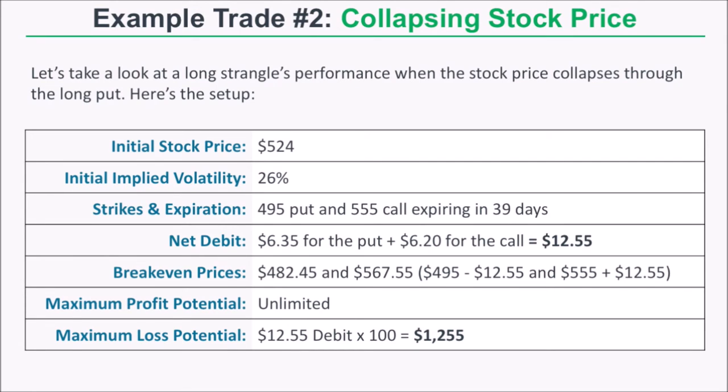Now our net debit for this trade is going to be $12.55, which brings our break-even prices to $482.45 and $567.55. Now that stems from the long put strike price of $495 less the debit of $12.55 and the long call strike price of $555 plus the $12.55 debit. Now our maximum profit potential is unlimited, and our maximum loss potential is limited to the debit we pay times 100, which comes out to $1,255. So let's go ahead and take a look at what happens to this position over time.